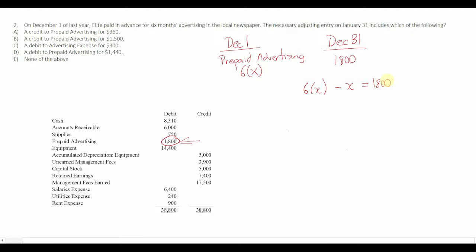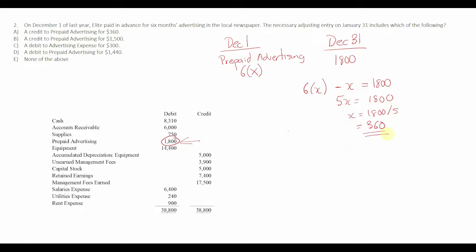So if we actually solve for X, we can find out how much 1 month's worth of advertising is worth. So that leaves us with 5x equals 1,800. X is equal to 1,800 divided by 5, which gives us $360. That tells us that 1 month's worth of advertising is equal to $360.